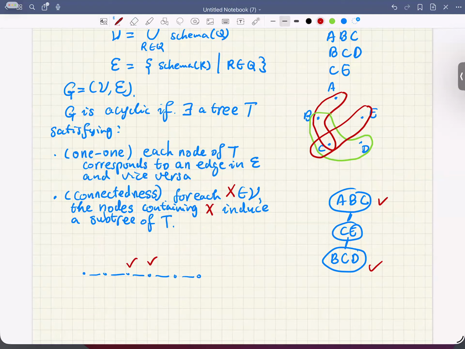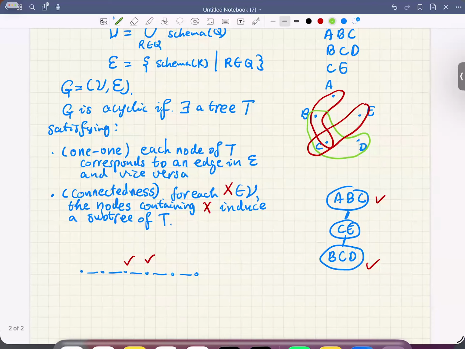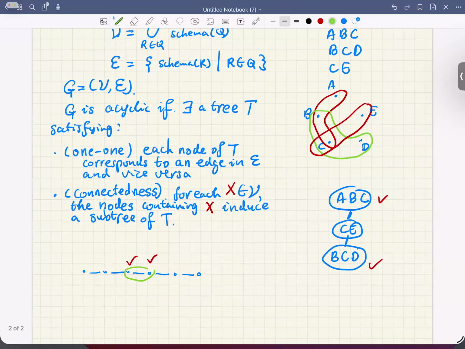Let's check by definition. If these are the two nodes, what would be the subgraph induced by these two nodes? The subgraph will also contain this edge, right? Okay, good. Now, is this subgraph connected? Yes, it is connected. And therefore, this is a subtree of this linkage.